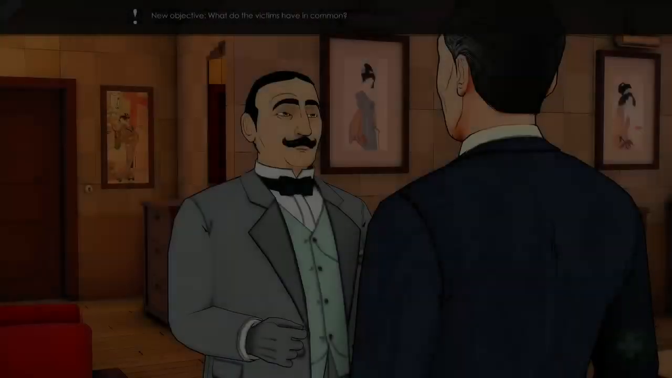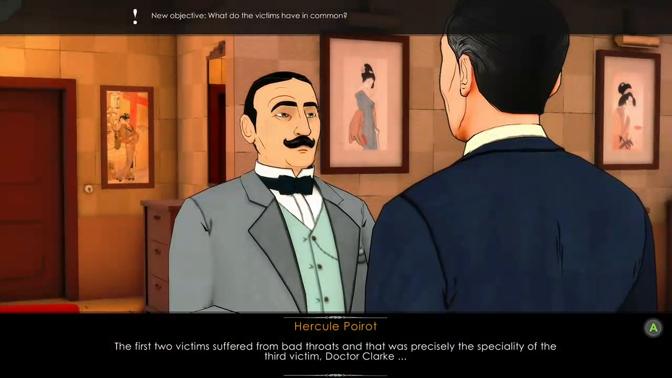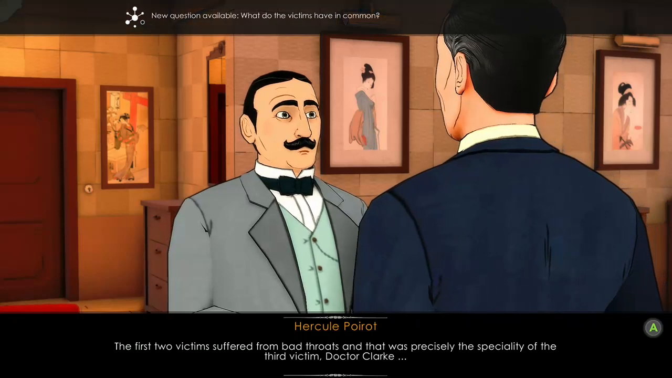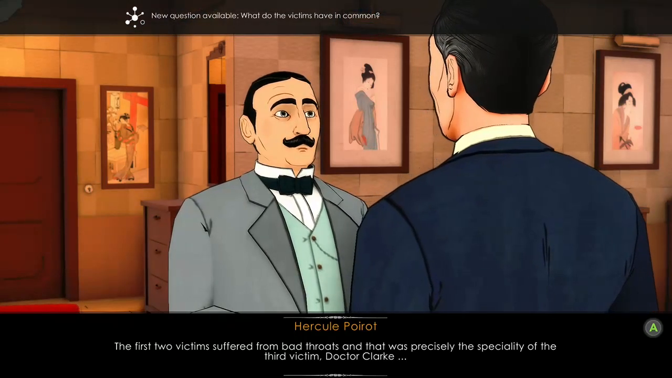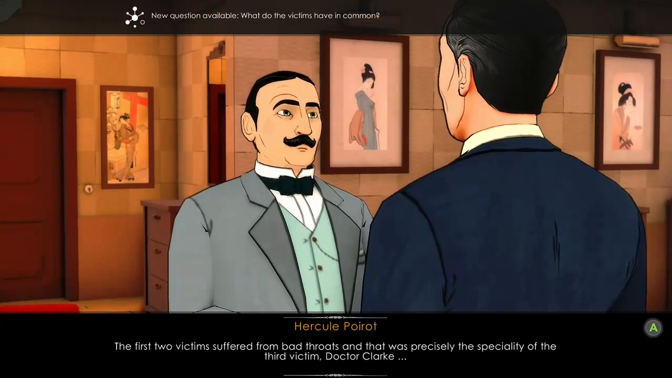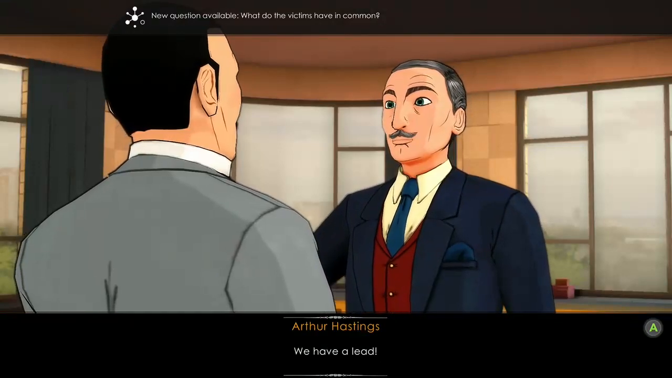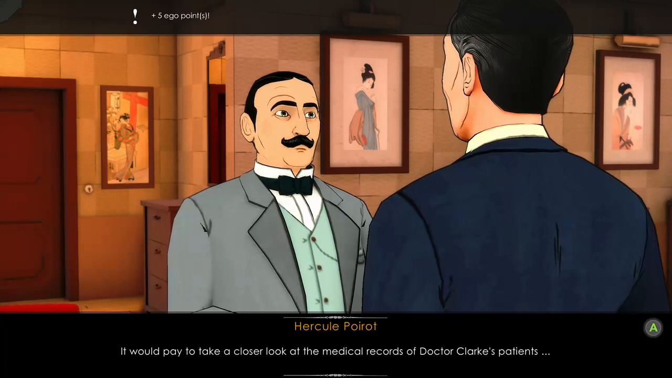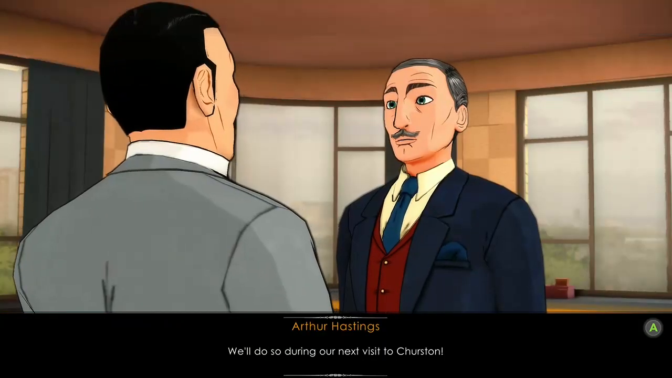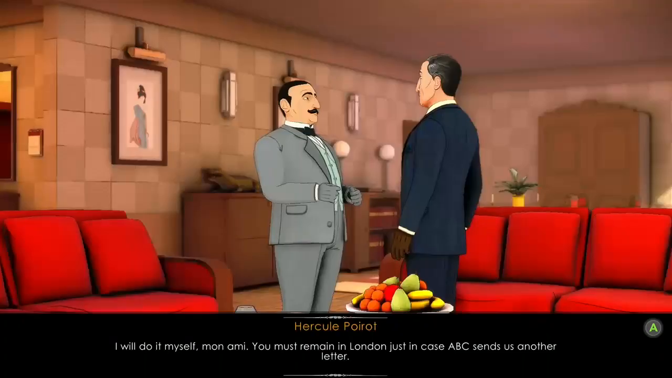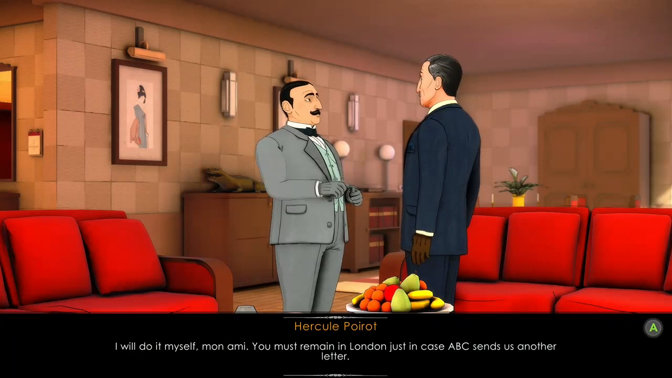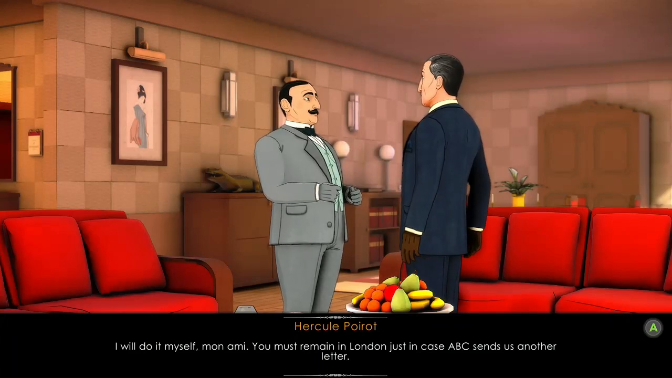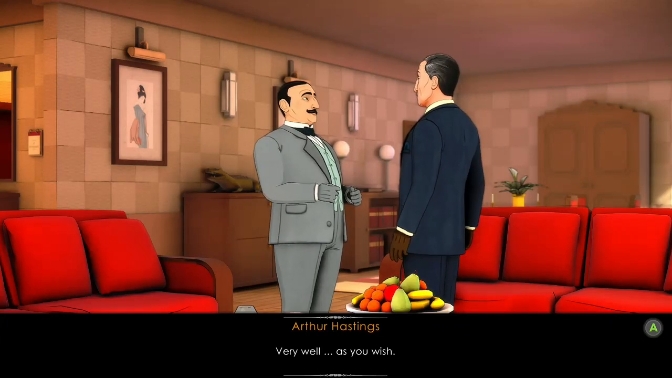The first two victims suffered from a bad throat, and that was precisely the speciality of the third victim, Dr. Clark. We have a lead. It would pay to take a closer look at the medical records of Dr. Clark's patients. We'll do so during our next visit to Churston. I will do it myself, mon ami. You must remain in London just in case ABC sends us another letter. Very well, as you wish. He gets to stay home and be the wife.